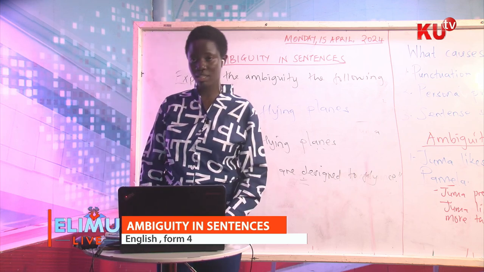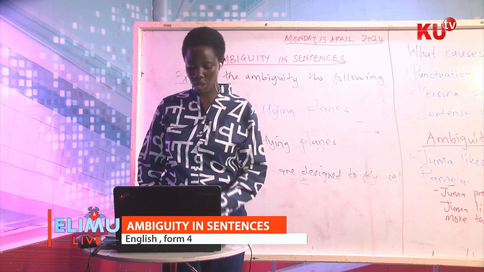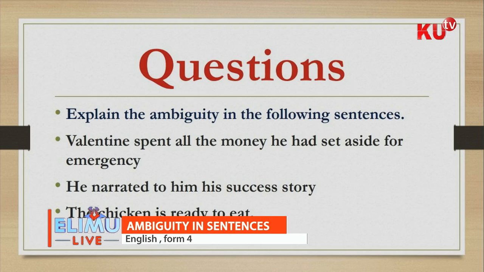Then he narrated to him his success story. Him again here brings about the ambiguity in this sentence. He narrated to him his success story. So him will refer to the he, the subject in this sentence. So he is the one narrating to this listener his own success story. And then the other possible meaning is that he is narrating to him, the him who is the object in this sentence, his own success story, the story that belongs to him.